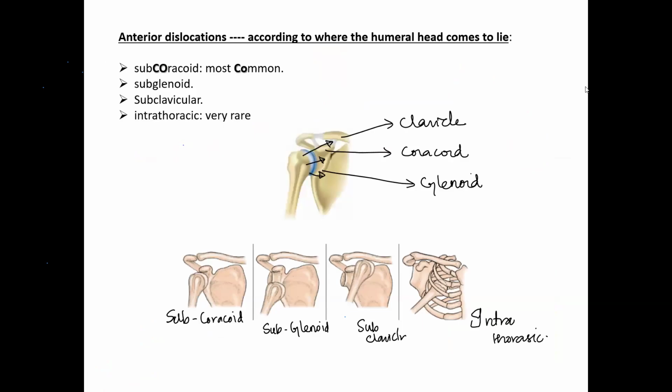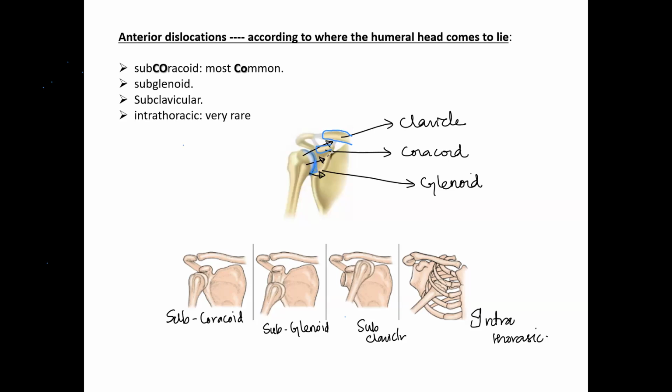Anterior dislocation is a very important topic for your theory exam, practical exam, and a lot of questions will come in your PG entrance exam. This is a normal shoulder joint. If you see this, the head of the humerus is articulating with the glenoid. We have three important structures here: one is the clavicle, one is the coracoid, and one is the glenoid.